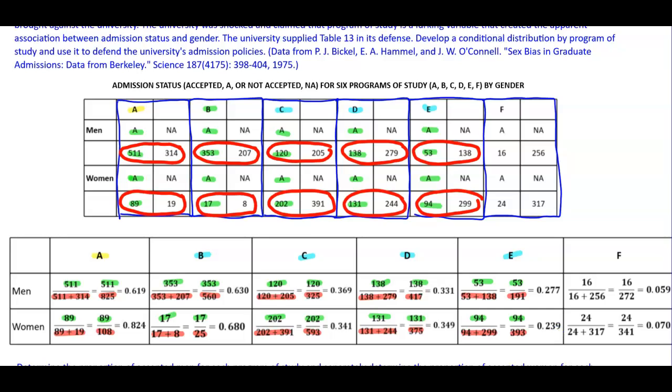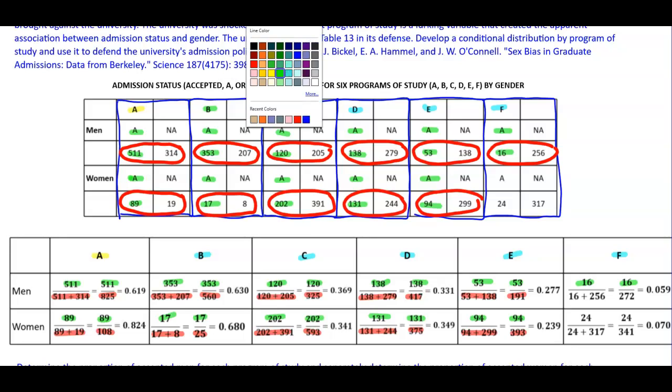And then the last program is F. And so how many were accepted for men in that program? Well, we had 16 that were accepted. We're going to add the total men that were in that program, which is 16 plus 256, which gives us 272. So 16 divided by 272 gives us 0.059.